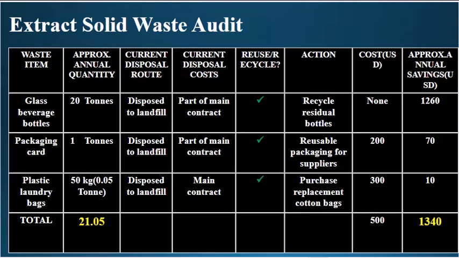Extract solid waste audit. In this extract solid waste audit, we analyze various waste items along with their annual quantities and disposal routes. For example, glass beverage bottles totaling 20 tons are sent to a landfill, which is part of the main contract. They can be recycled, resulting in no disposal costs and annual savings of 1,260. Similarly, packaging card, totaling 1 ton, is also sent to landfill but can be replaced with reusable packaging, generating savings. Overall, the audit identifies a total of 21.05 tons of waste with significant savings potential.